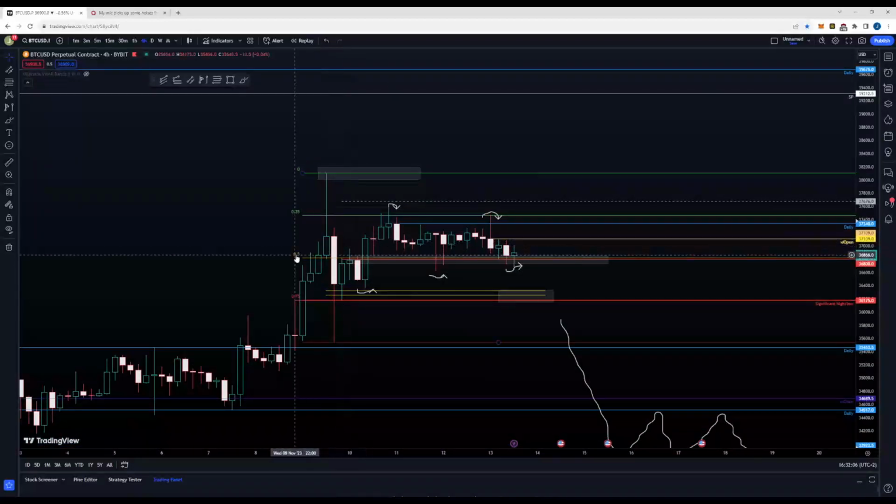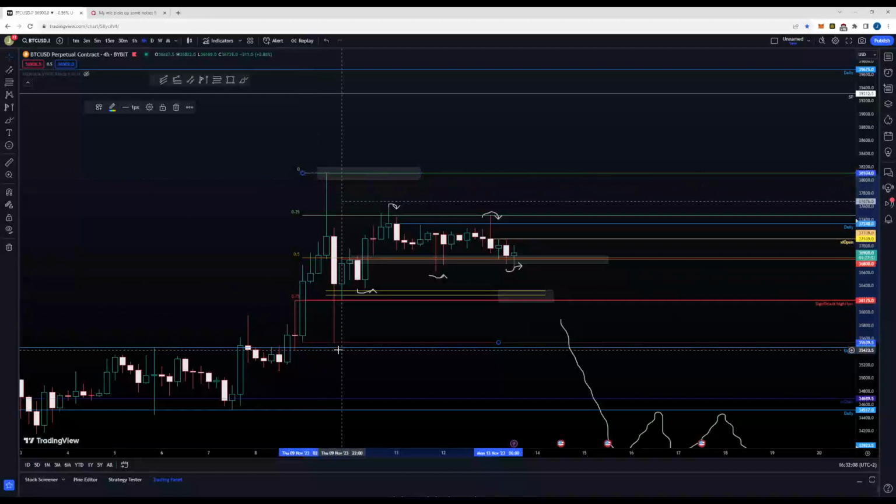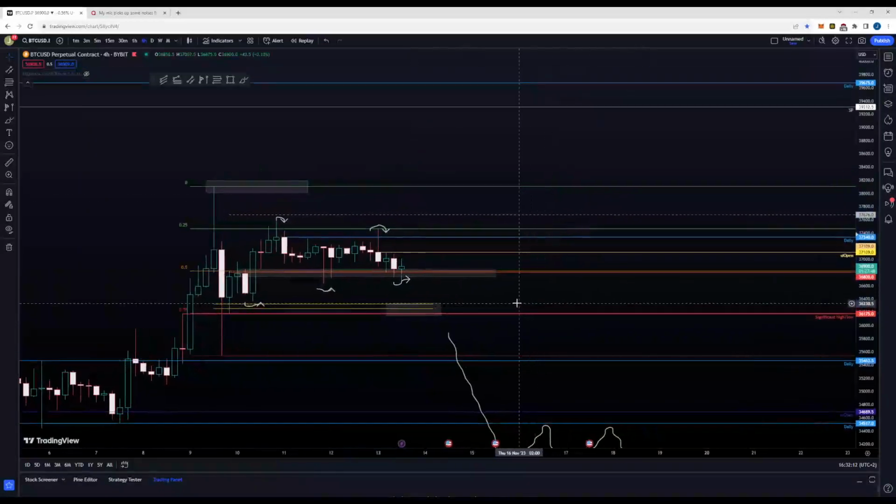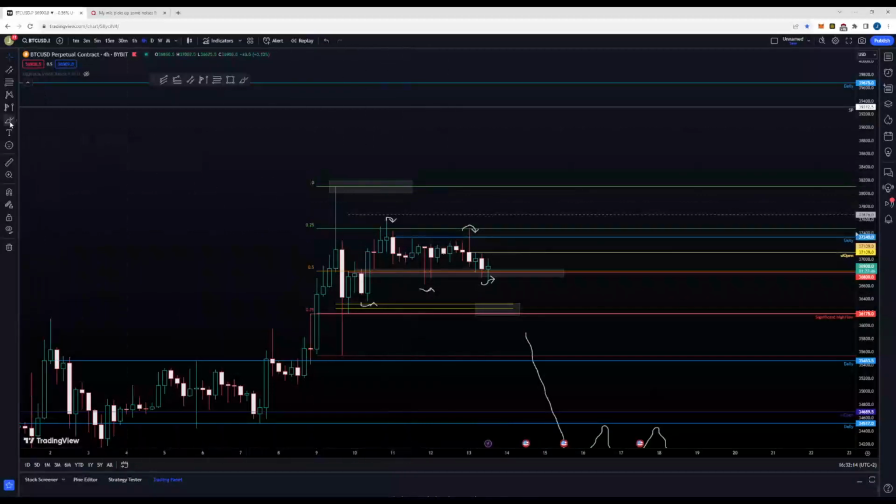What is this support? This is basically 0.5 from this dump here. It's the middle. We are holding the middle. How good are we holding? Look at this wick. Look at this wick. This is kind of different. It's moving stronger to the downside. Nothing to be worried about.